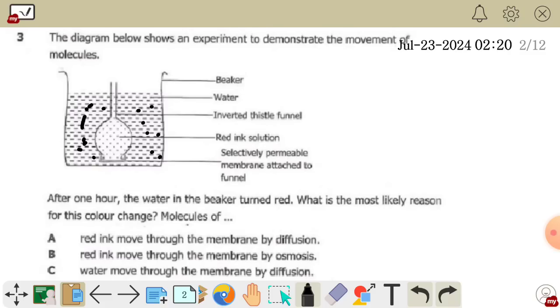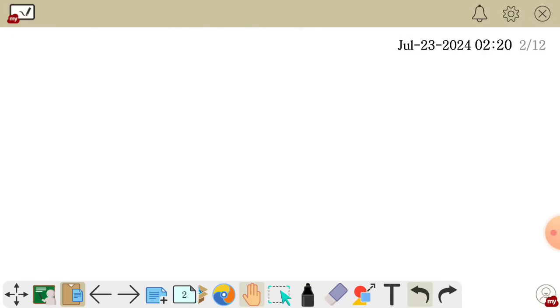Osmosis is the movement of water from its higher concentration to the region of low concentration by passing through the selectively permeable membrane. Diffusion is a substance moving from a higher concentration to low concentration. Osmosis involves water, but diffusion involves other substances. So the correct answer for question 3 is A. Question 4.